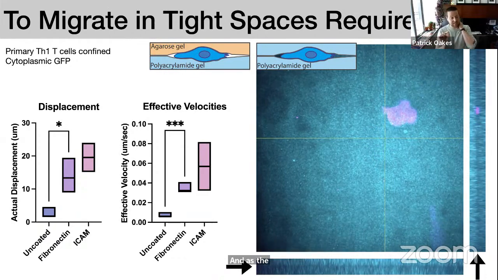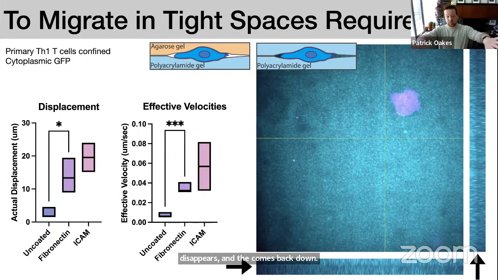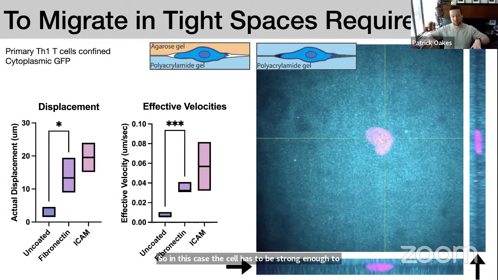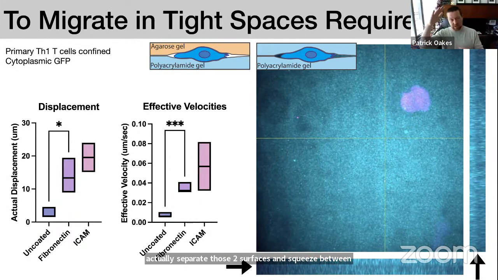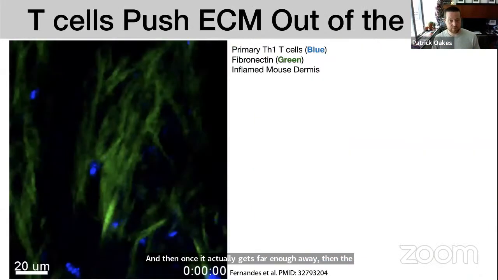So in this case, the cell has to be strong enough to actually separate those two surfaces and squeeze between them and pull itself through, right? And then once it gets far enough away, the gel relaxes back and it gets confined again. And so we think that this is exactly what's happening inside of the cells. And so this is, again, from our collaboration with Deb Fowell's lab.